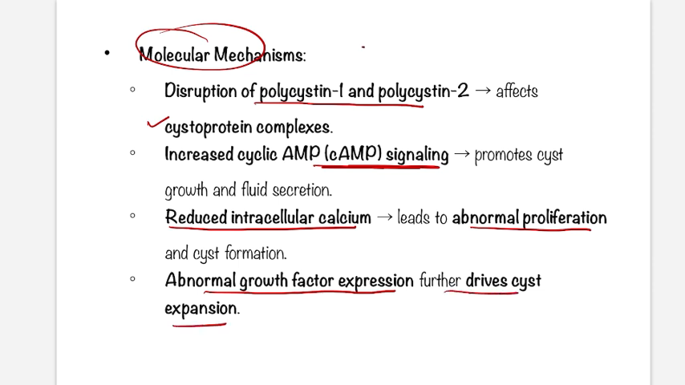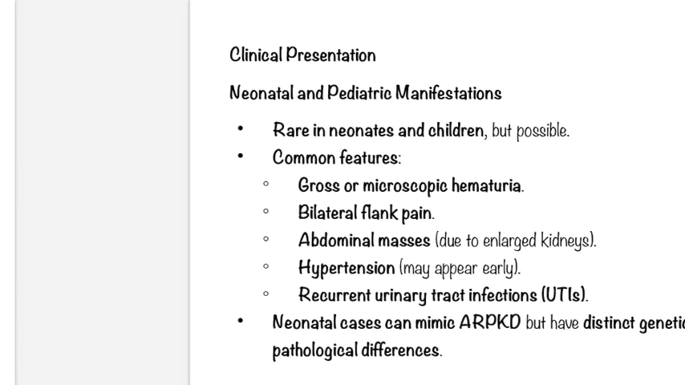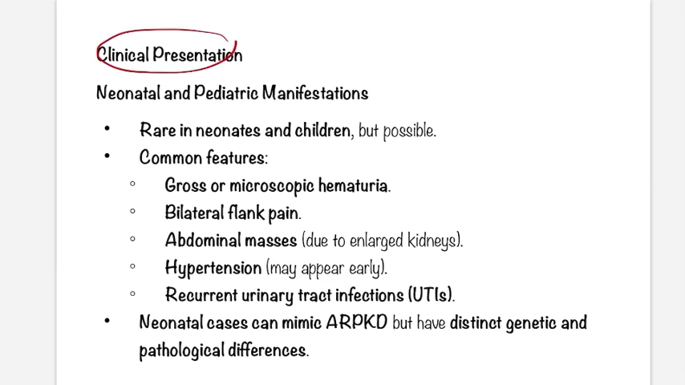So in brief, what they do via cyclic AMP raising, decreased calcium and increased growth factor, all these lead to cyst enlargement. Okay, so this is an important pathogenic mechanism of autosomal dominant polycystic kidney disease. Okay, what are the clinical manifestations?